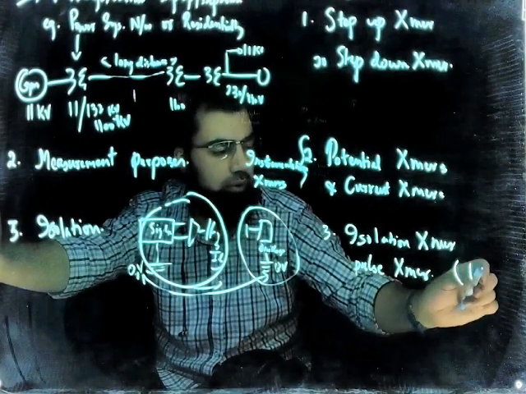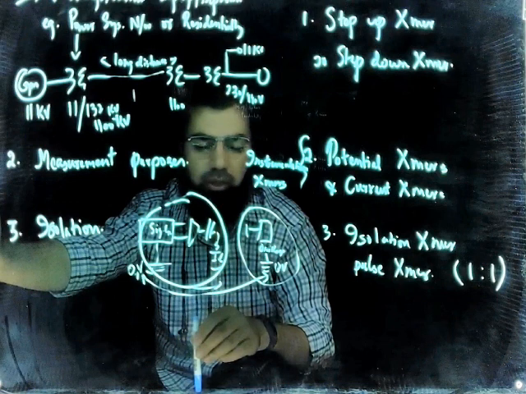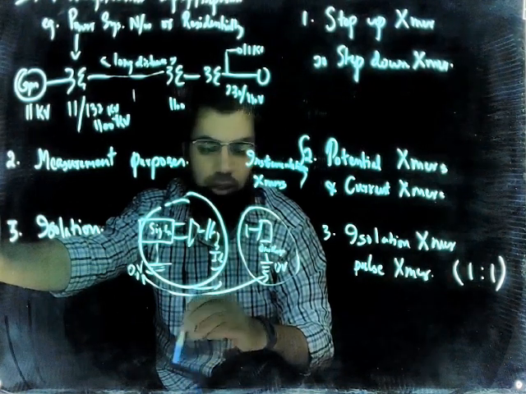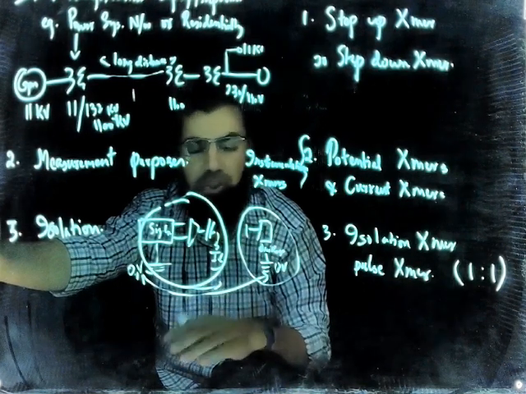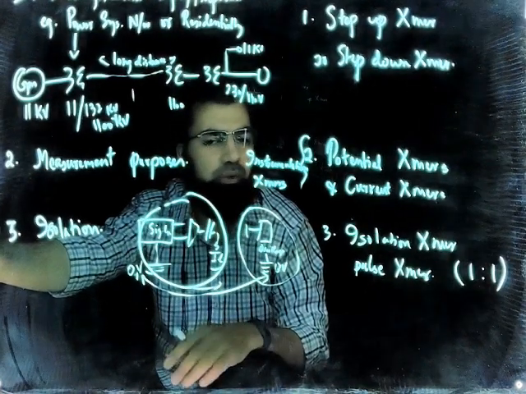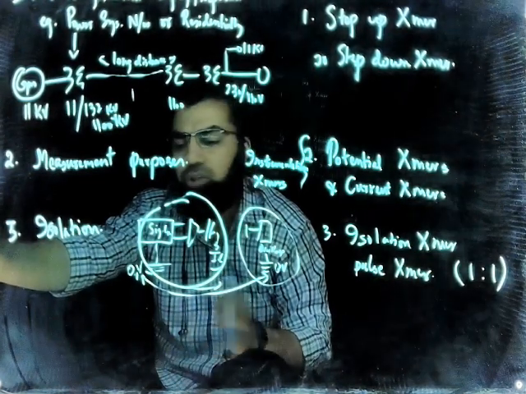Most often the isolation transformer is a 1:1 transformer. That means whatever is the voltage input on one side will be the voltage output on the other side. Its purpose is not to step up or step down the voltage. The purpose is simply to isolate the two circuits.